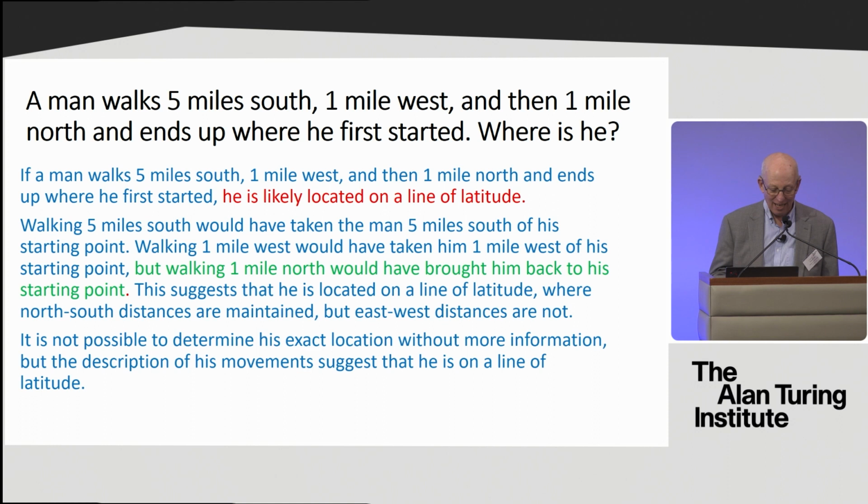There's the classic one about, if you walk 5 miles south, 1 mile west, and 1 mile north, where are you? You obviously could have started at the North Pole. So GPT says it's likely located on a line of latitude. The reasoning says that walking 1 mile north at that point would have brought it back to the starting point, correct. So it kind of gets the answer right there, but there are some very strange statements in the middle of this.